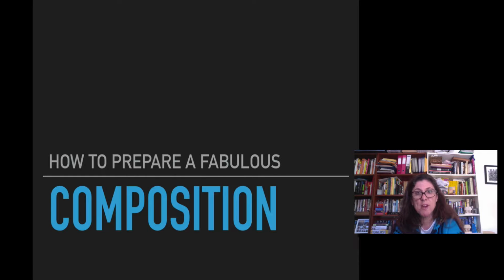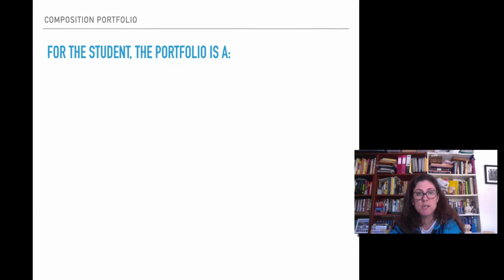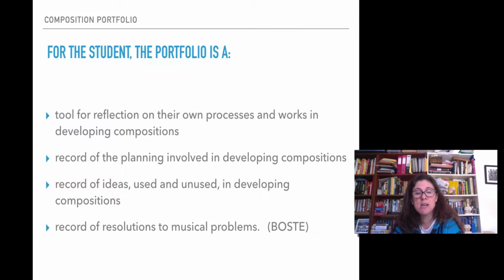Okay, so for this video, video one, it's how we prepare a composition. So the first thing we need to do is to organise a portfolio, either on a Word document or you can handwrite it in a book. And a portfolio is all the different research and ideas that you use when you develop your composition.